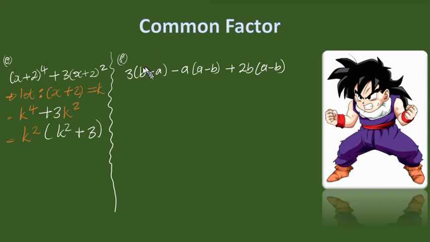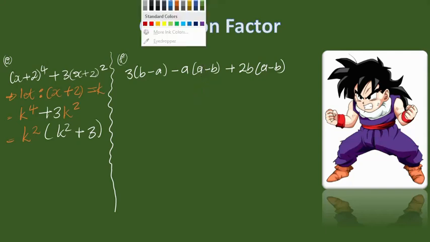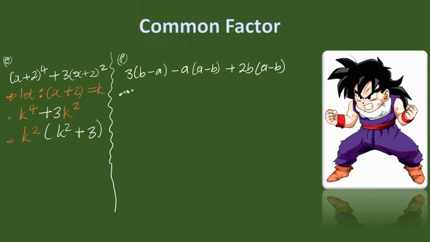But then I realized that this b minus a was so close to being like this bracket, right? So is it possible for me to move this bracket around such that it becomes like this? Yes. What I need to do is take out a negative as a common factor. So in front of this 3, I'm putting a negative here, right?